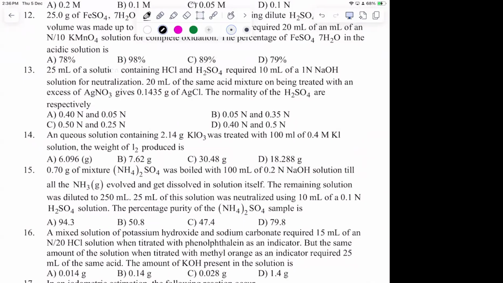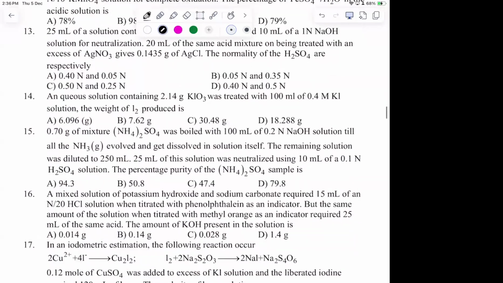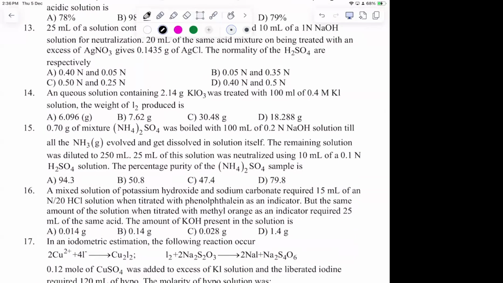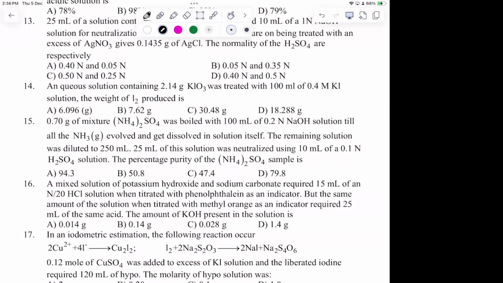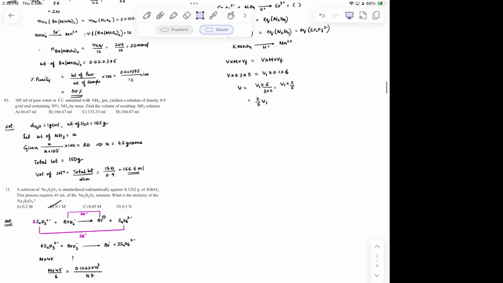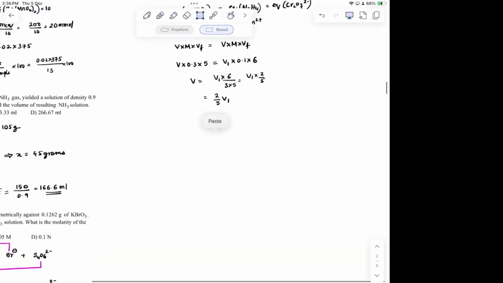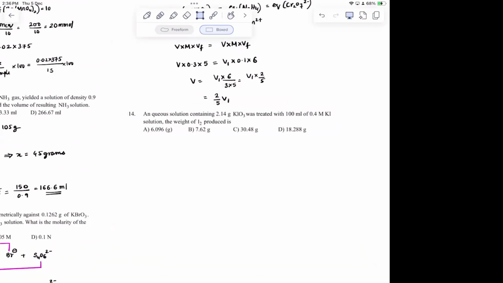25 ml of this one. 13, H2SO4. 13 also is not anything different, very similar one. Okay, check out this 14th one. I'll just give you a hint of it because it is again a similar one, but this is very frequent. This is more of a mains-driven question.